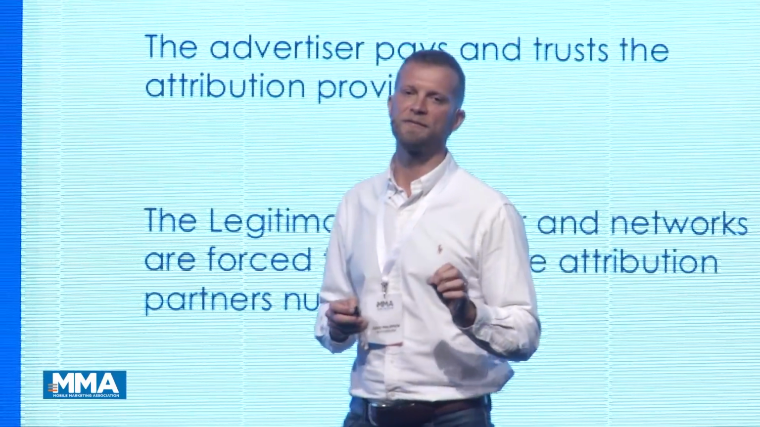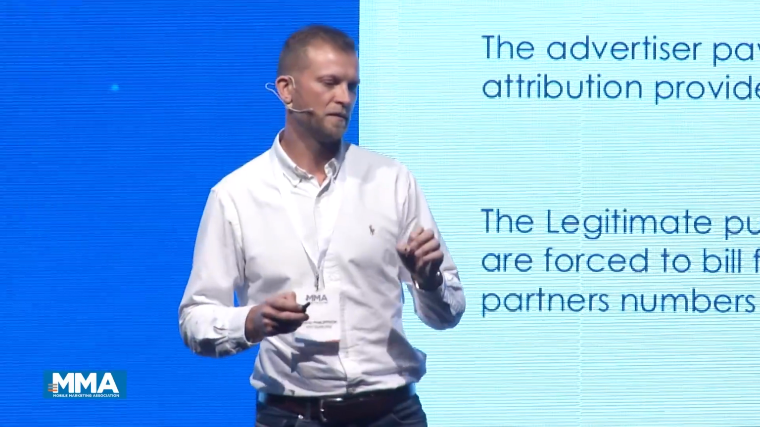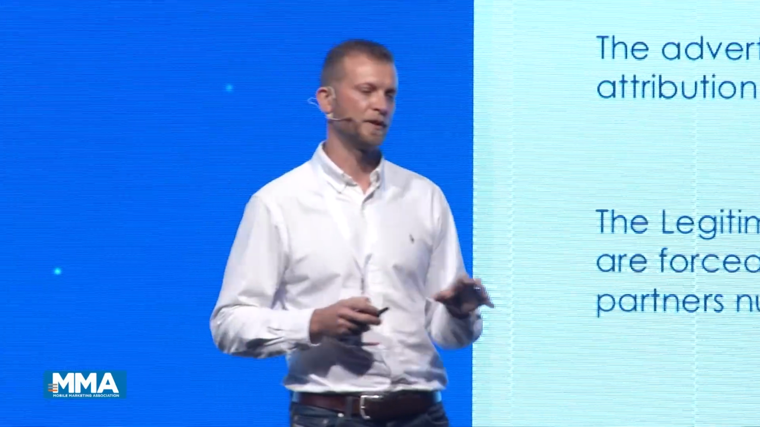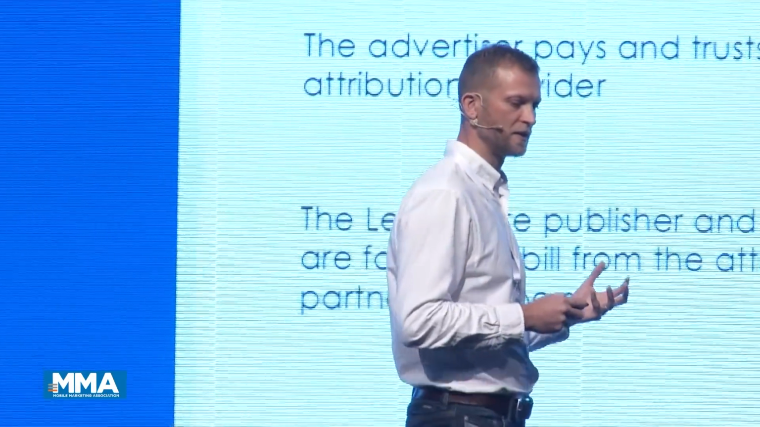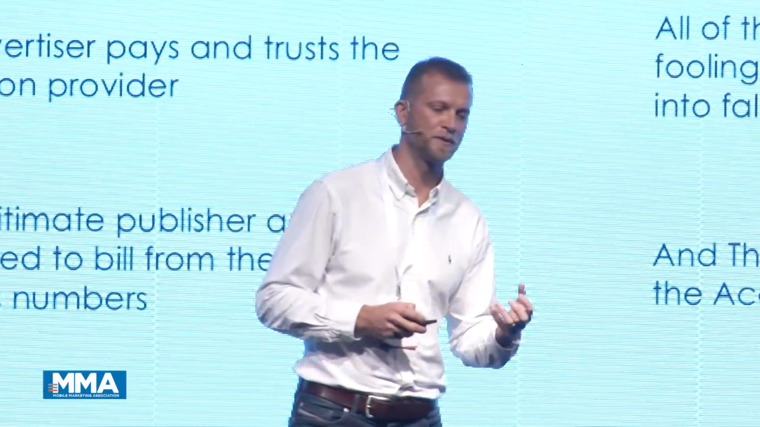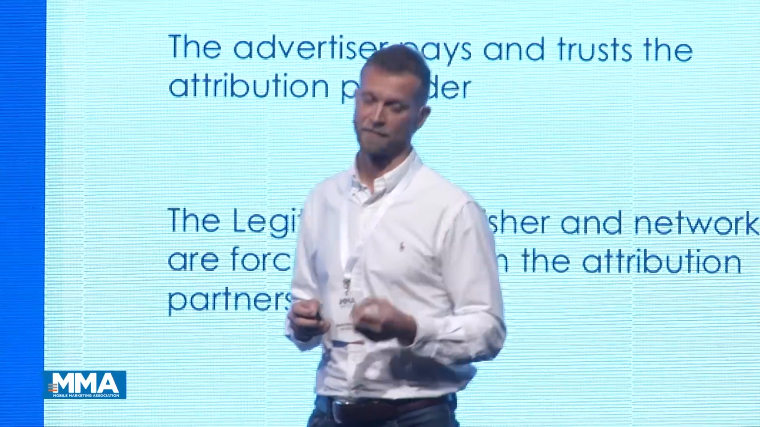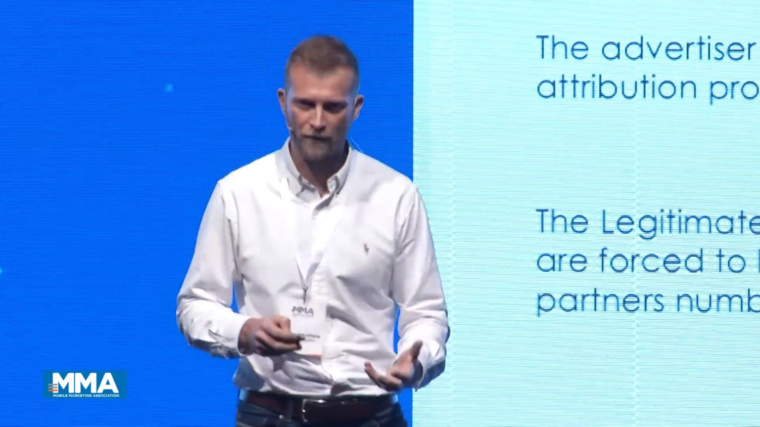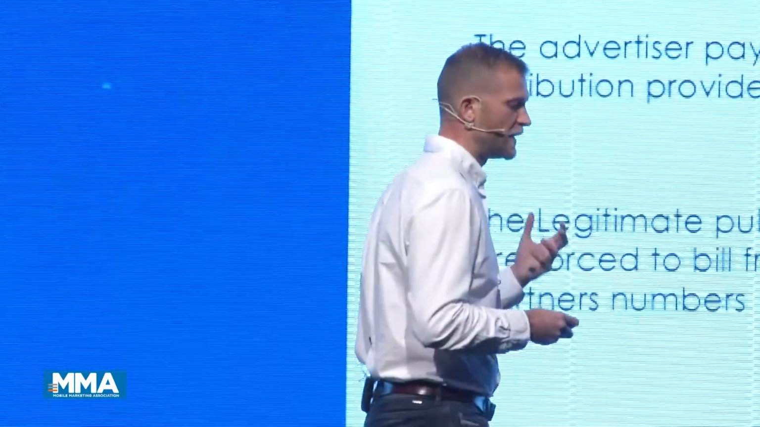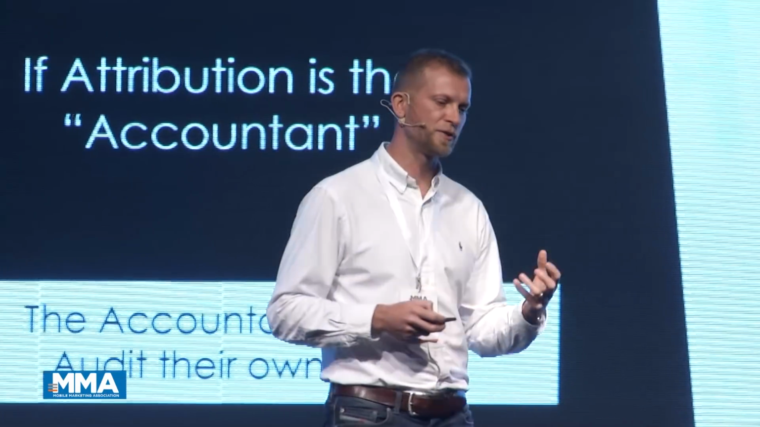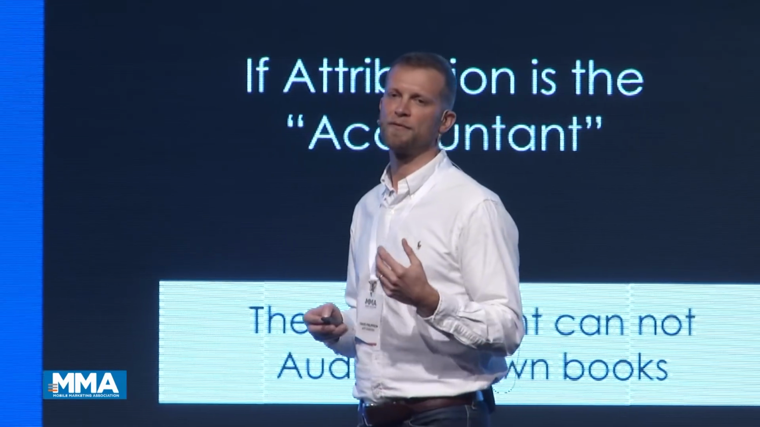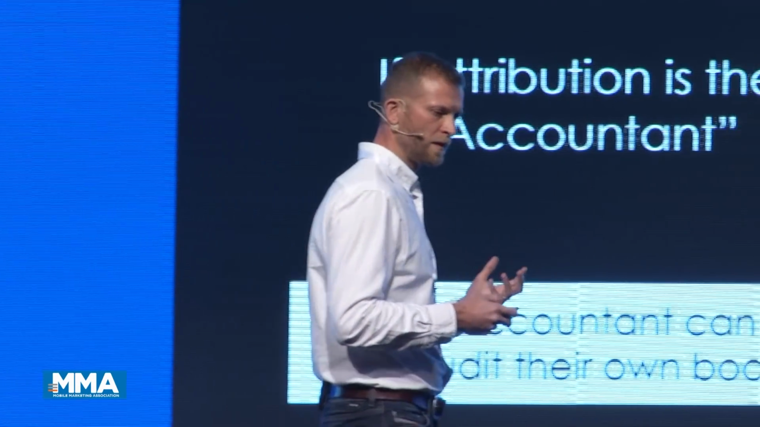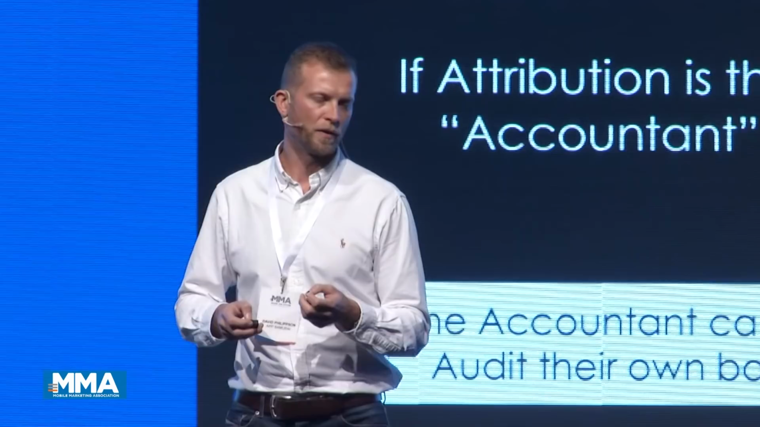But all of the fraudsters' efforts are going in to fooling the attribution company's numbers and methodologies and technology into false negatives and false positives. And to be clear, they are succeeding. They are fooling the accountant. So if that is true, if attribution is the accountant, then fraud prevention, detection, and reduction is the auditor, right? It makes sense. And with all industries, it's very important that the accountant doesn't audit their own books.